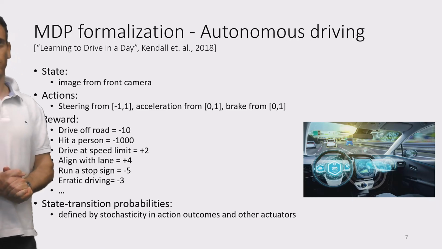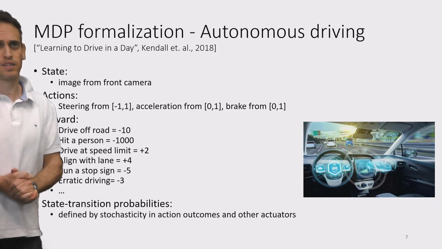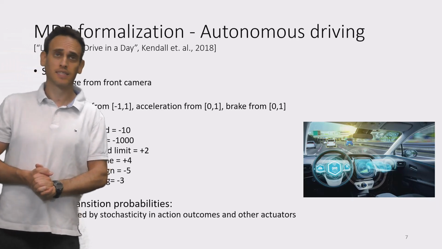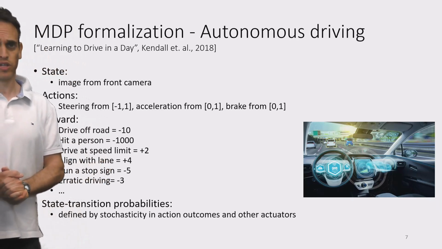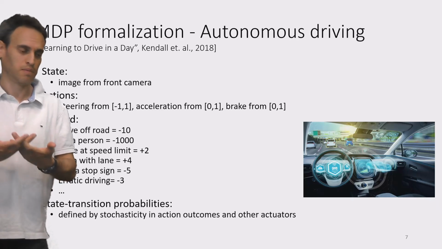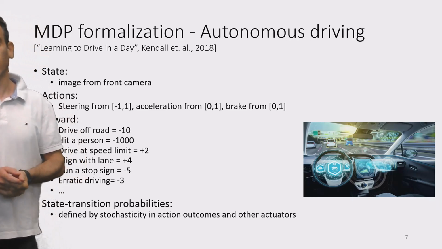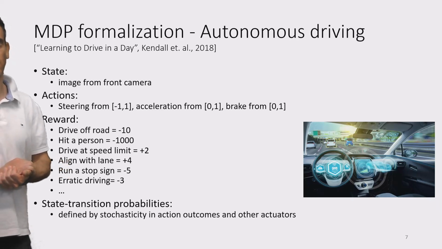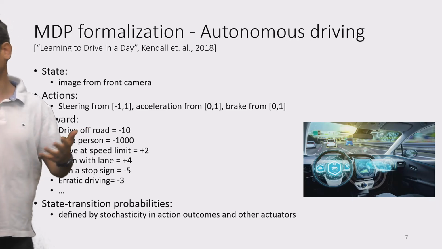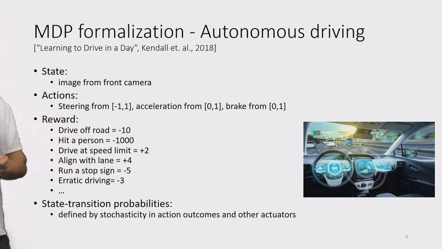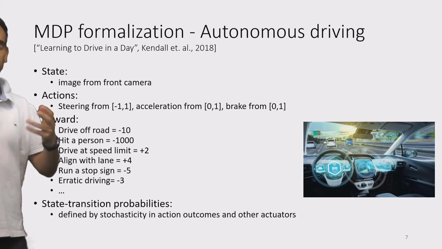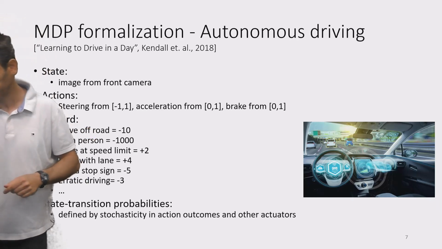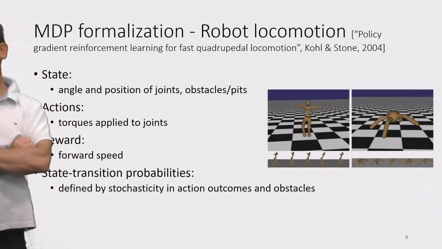Then we'll also need to define the state transition probabilities, or at least that the state transition is a stochastic process. Else, as I said before, reinforcement learning might not be the best solution for the problem. Okay, so in the case of autonomous driving, this might be defined by stochasticity in actions outcome and other actuators in the road, I don't know. Other drivers or some frictions or some stuff in your engine that has some randomness to it. Okay? Let's look at another example.